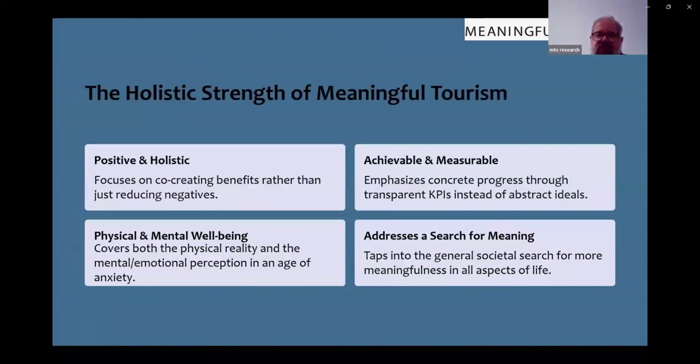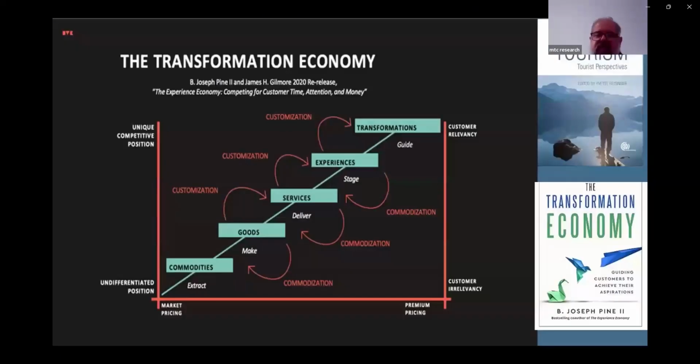So this is one of the strengths of meaningful tourism, that we have a positive outlook in these times where many people are not very positive for good reasons. We are concentrating on the physical and the mental well-being. It's not just wellness, it is well-being. And we address the search for meaning. You can see that the word meaningful has become much more commonly used in the 5 years since the Meaningful Tourism Center exists. People are also, based on the pandemic, looking for meaning in their life.